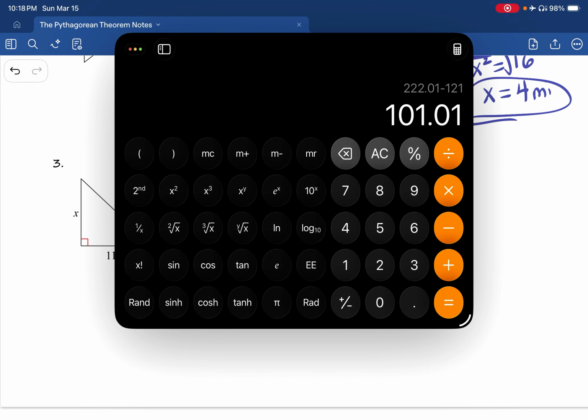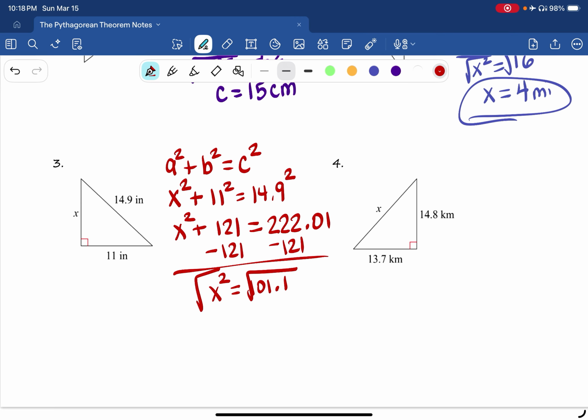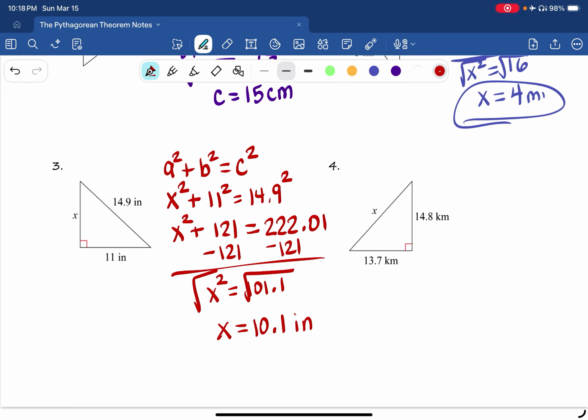So we'll take a square root of that, equals, let's say 10.05. Let's round it to the nearest tenth, so we'll call that 10.1. So x is going to be 10.1 inches. Measurement in inches. There you have it. Okay, let's do another example over here.